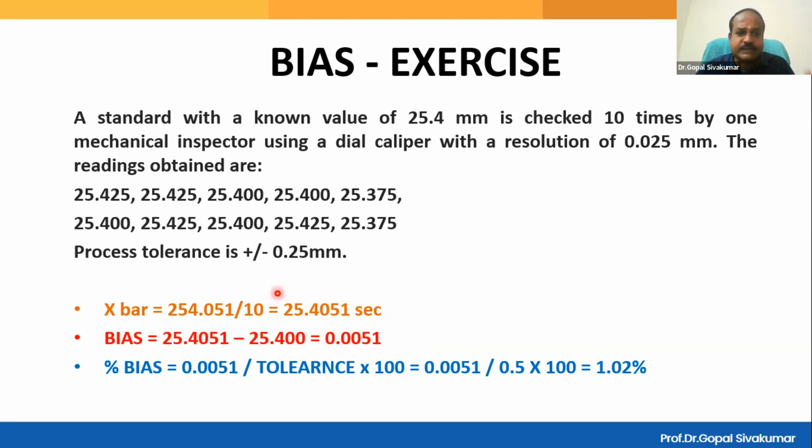Similarly, in this case, the process tolerance is plus or minus 0.25. Any piece that your company is producing can be 25.4 plus or minus 0.25. Can you see that, all of you? 0.25 on the right side, 0.25 on the left side. Totally, what will be the range? 0.5. With respect to the 0.5, how big is this 0.0051? All of you, can you see that? With respect to the 0.5, how big is the 0.0051? I understand it is slightly above 1%.